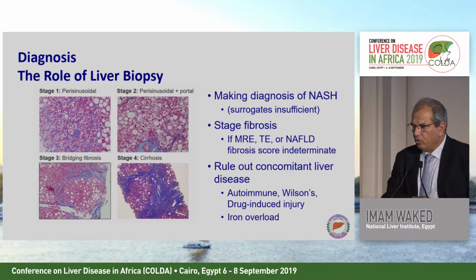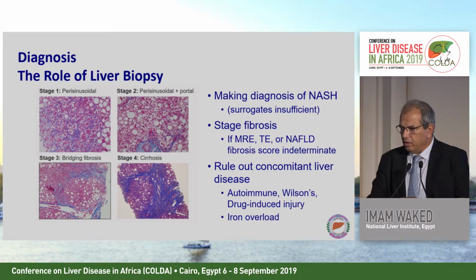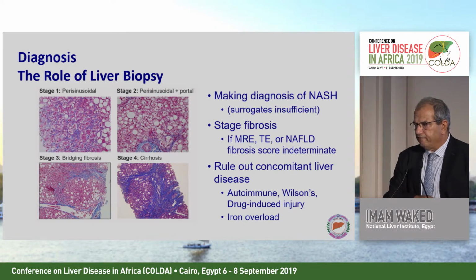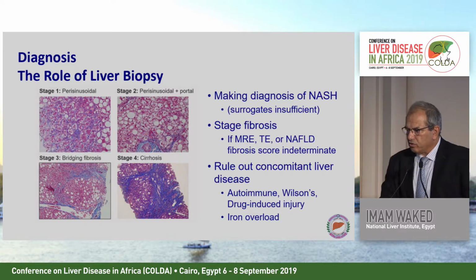So why do we do a biopsy? To make an exact diagnosis of NASH, to stage fibrosis if the magnetic resonance elastography, transient elastography, or the scores are not very accurate or indeterminate, and then to rule out other liver disease.